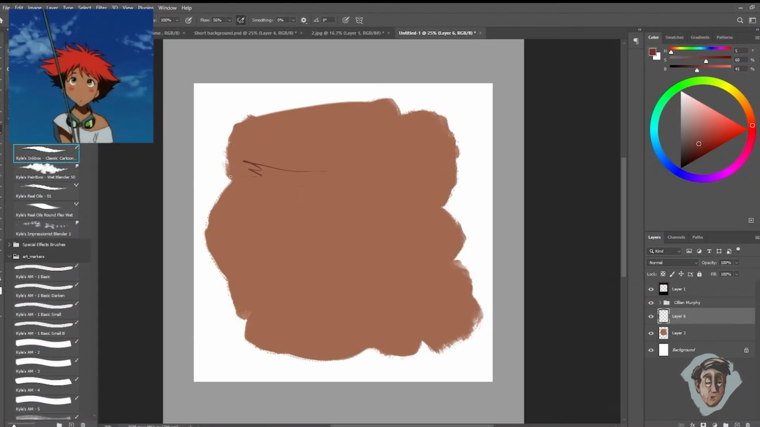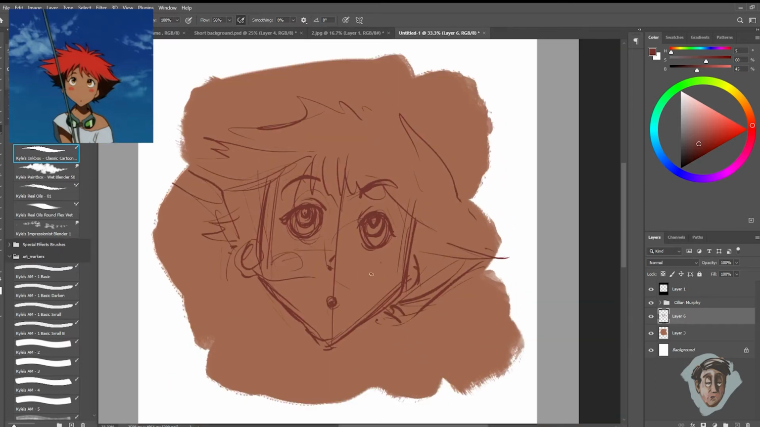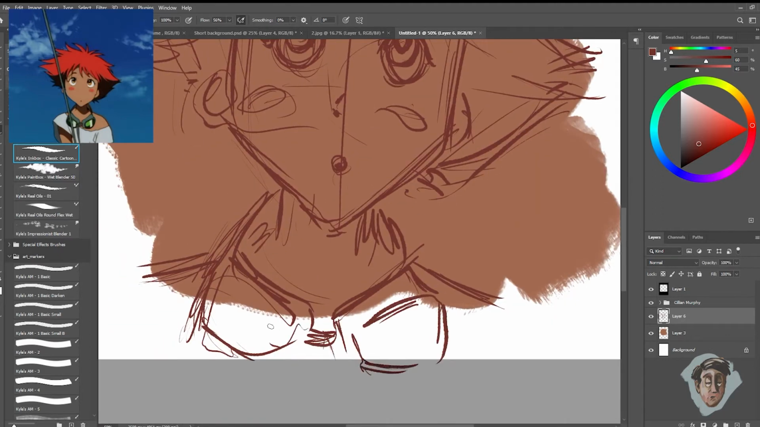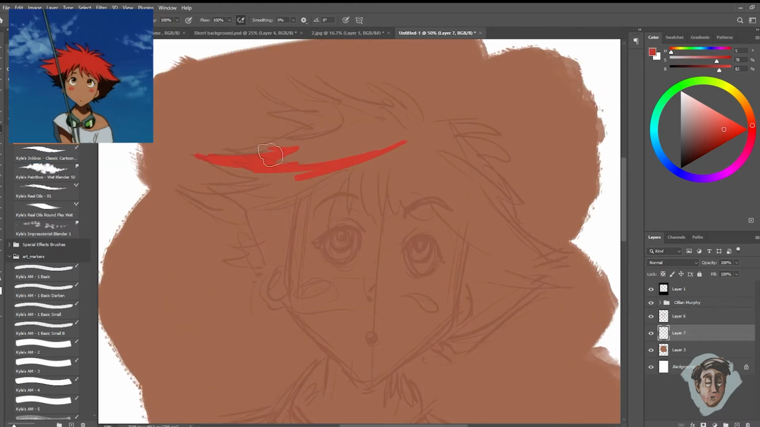Okay, so we will start with a quick sketch. Usually, if I am drawing or sketching a non-digital project, I keep the drawing very light, and so should you. But since I'm drawing digitally, I have the privilege of changing the opacity of the layer later on. Once I am happy with the sketch, we'll move on to painting the base color.